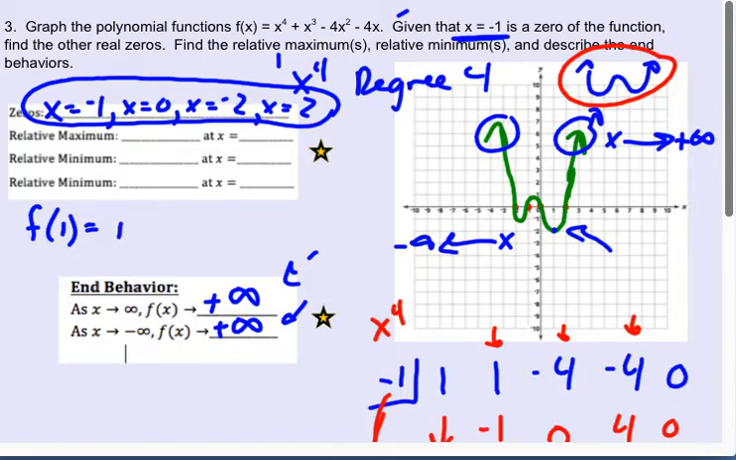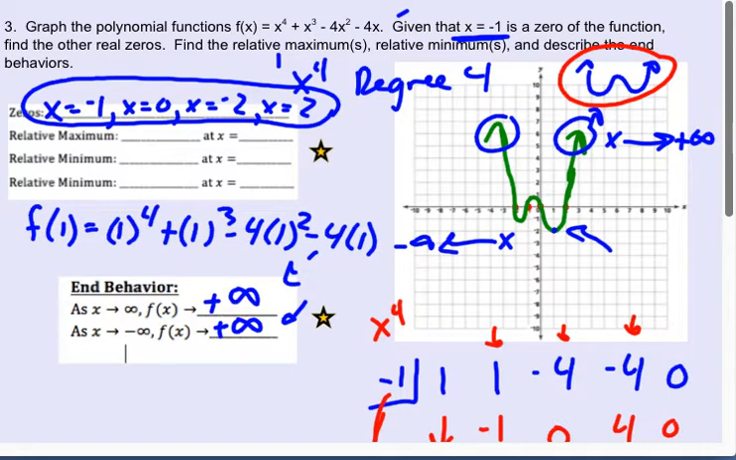So 1 to the fourth plus 1 cubed minus 4 times 1 squared minus 4 times 1. Let me move this down a little bit here.